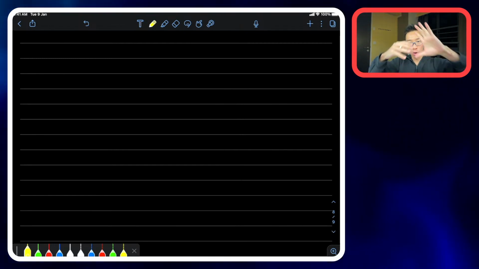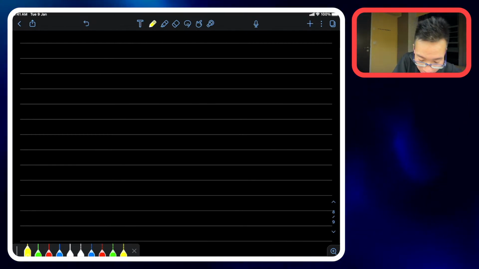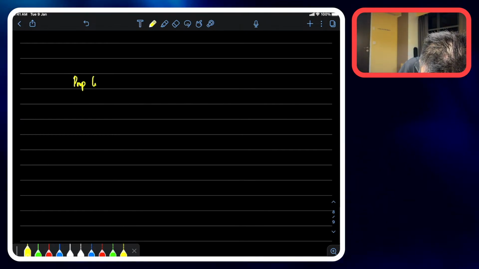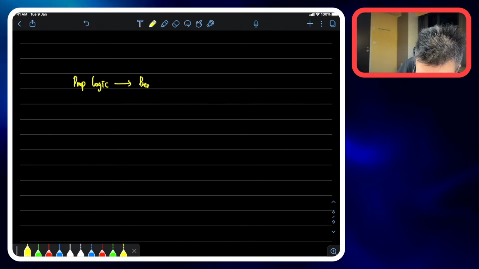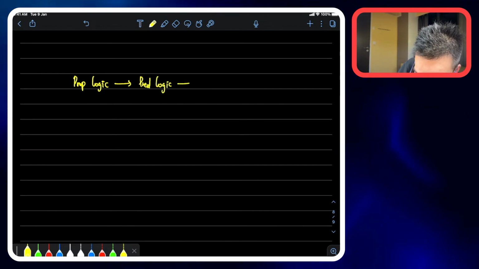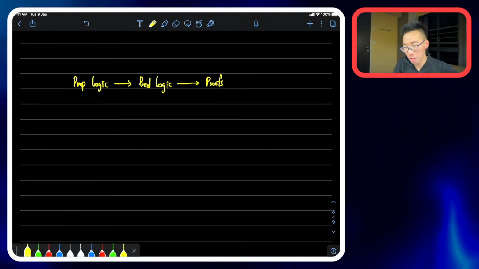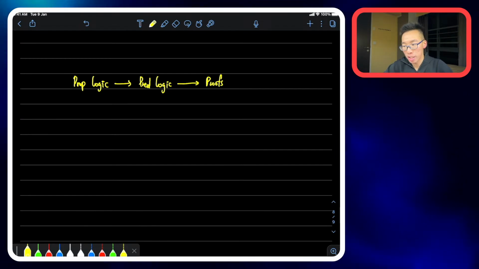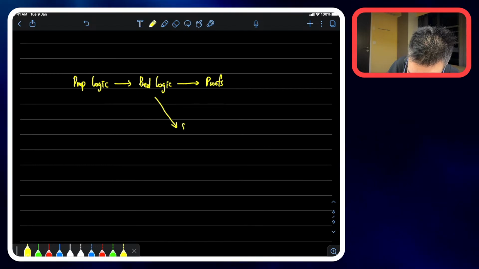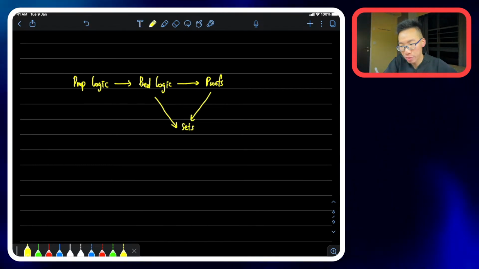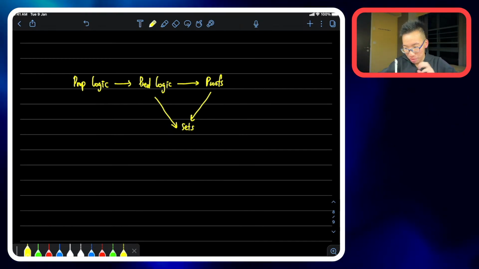So just a quick overview as to how we learn discrete math here. We start with propositional logic. When we move on to predicate logic, this helps us deal with proofs. And then from predicate logic and proofs, we can talk about sets. We can prove things about sets. In fact, proofs just basically connect to everything. But roughly speaking, here's the idea.